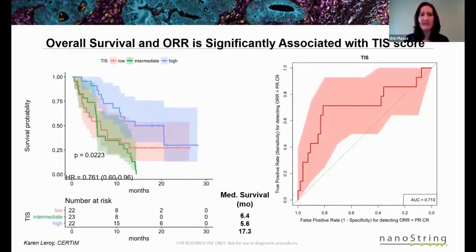You can also see here that overall survival and overall response rate is significantly associated with the tumor inflammation signature score. Again, this is something very commonly seen in our studies with tumor inflammation signature and multiple checkpoint blockade studies.